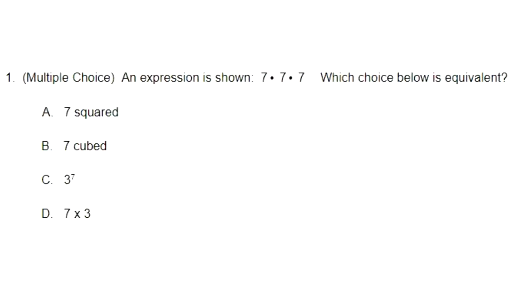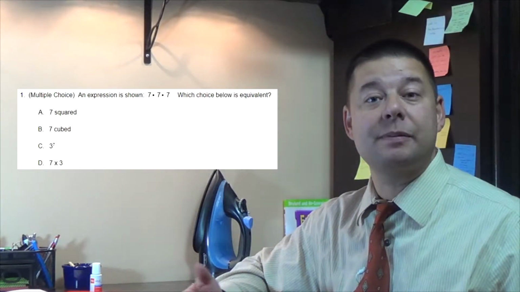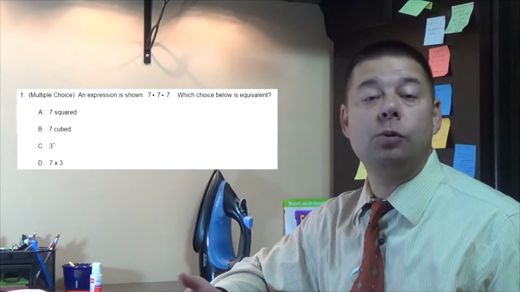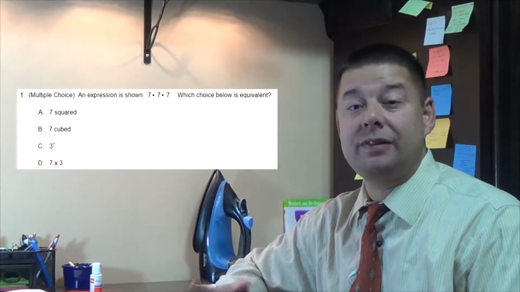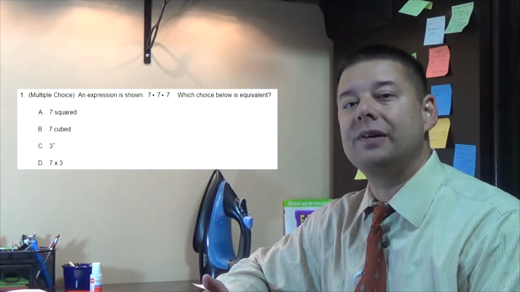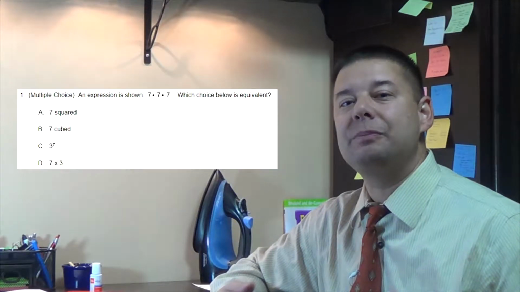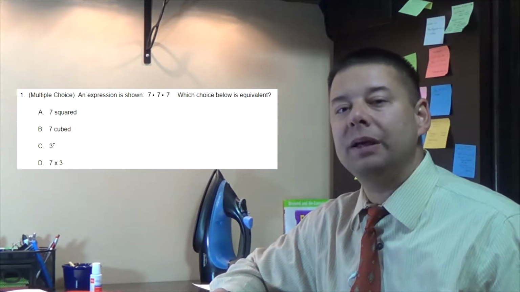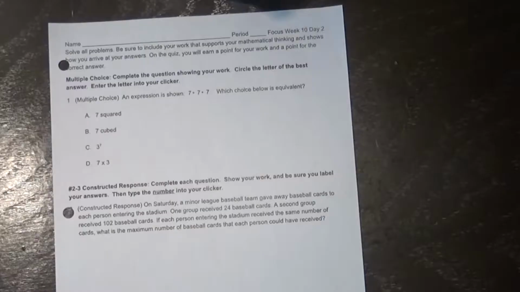Let's check it out. Number 1 says an expression is shown, 7 times 7 times 7. Which choice below is equivalent? So a couple things here for number 1. First, we're talking about the word equivalent, which means equal, the same. It's the same as the other thing. And so I have 7 times 7 times 7. All of my answer choices give me exponential notation. So I simply want to answer this by thinking about what my base would be and what my exponent would be. So let me go to my paper here and show you how this will work.